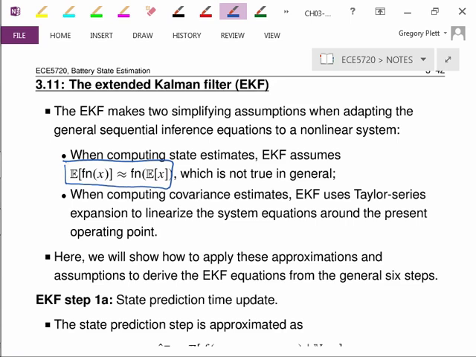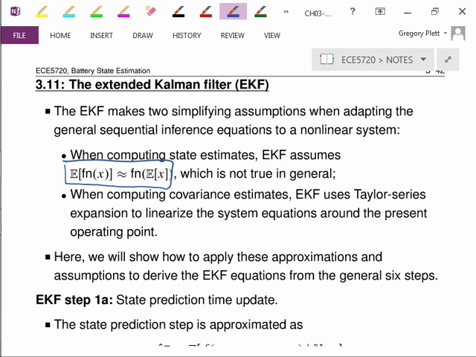Mathematically speaking, this is not true. It is true if the function is linear, but otherwise it is not true. The approximation may be reasonably good when the function is fairly linear, but if the function is very nonlinear with discontinuities and all kinds of curvature, this approximation is not a very good one. But in any case, this is what the EKF does, and we'll see its performance later on.